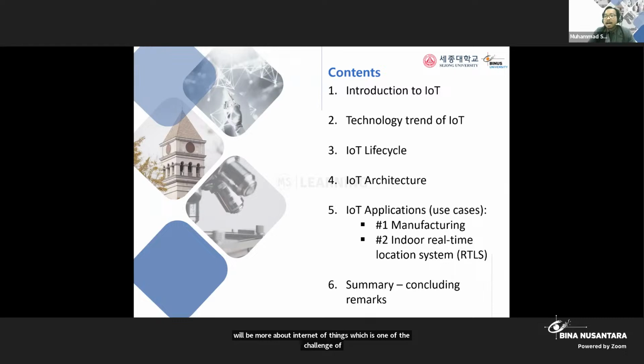We also want to learn the technology trends of IoT, as well as the IoT life cycle, and a little bit about the technical terms or technical design of IoT architectures. Most importantly, we will share 2 cases that we did in the past years on how we can implement IoT systems in industry. The first is a project in manufacturing, and we also did a project on an indoor real-time location system. Lastly, we will give some concluding remarks, and hopefully you will learn a tiny bit from this talk.